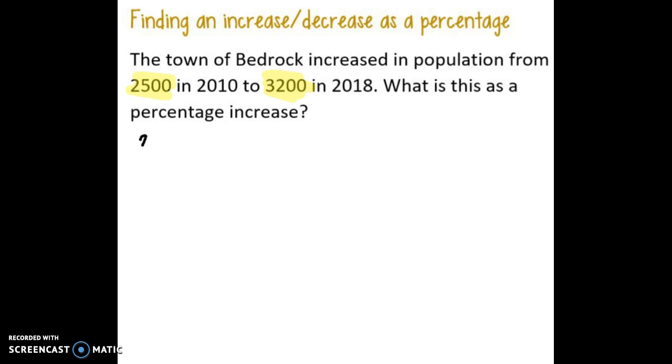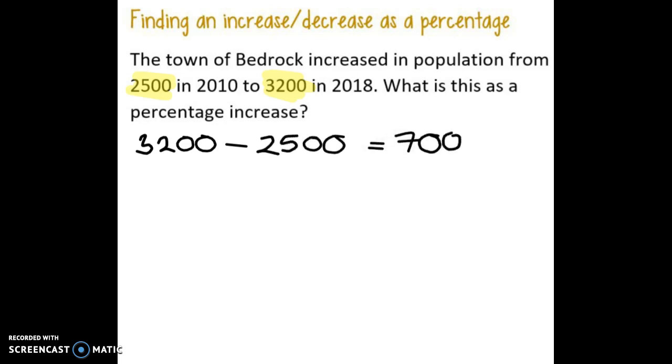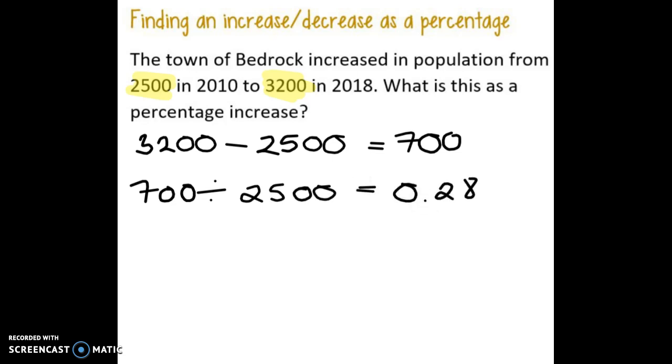So what we've got to do first is find the actual increase. So just work out the difference between the two. So 3,200 minus 2,500. And so the actual increase is 700. So what we do is we take this amount and we divide it by the original amount. What happened first? And what happened first was 2010 when it was 2,500. And we find that being 0.28. And to change that into a percentage, you just multiply by 100 to get 28%.